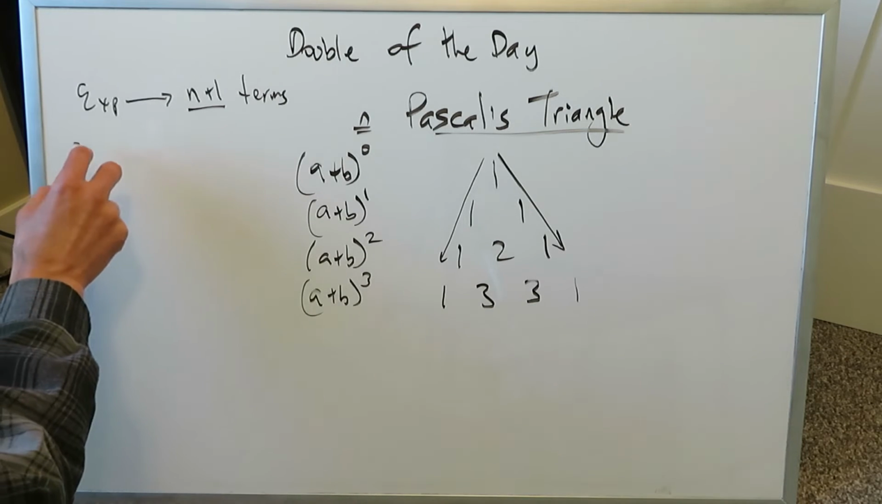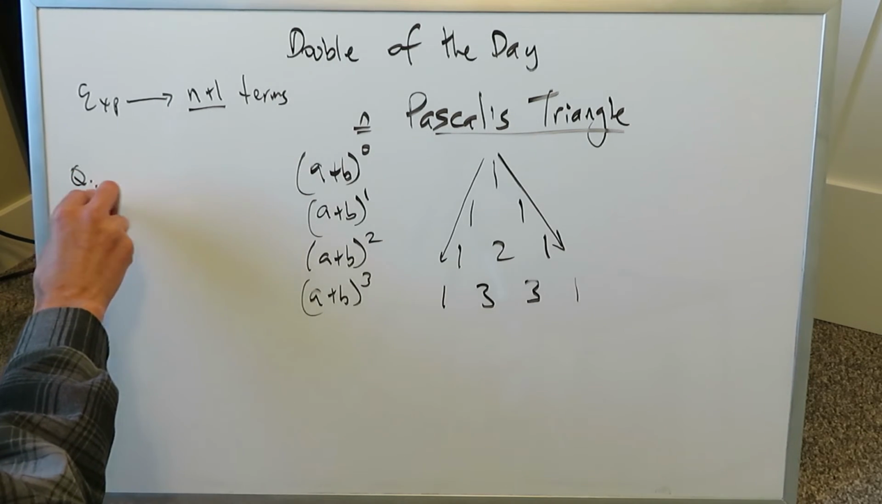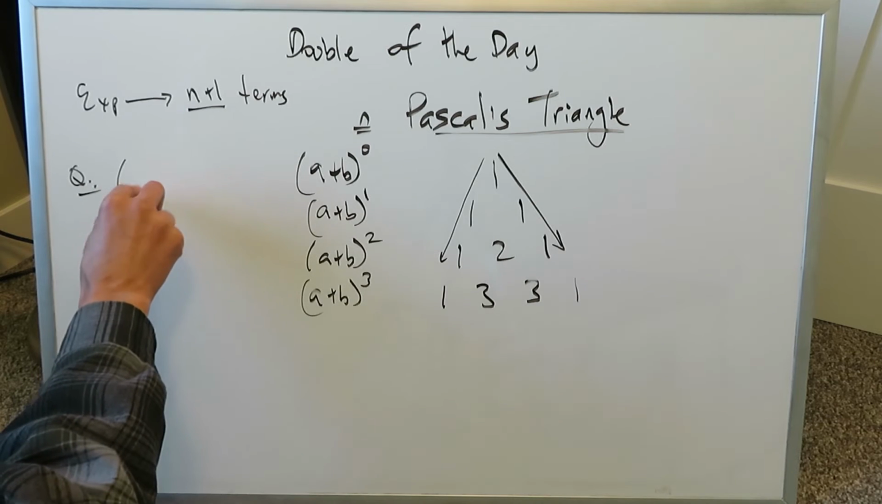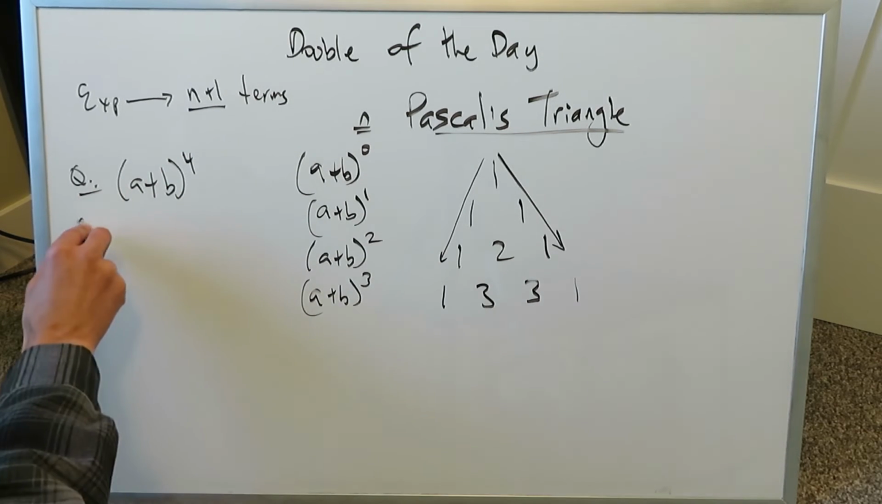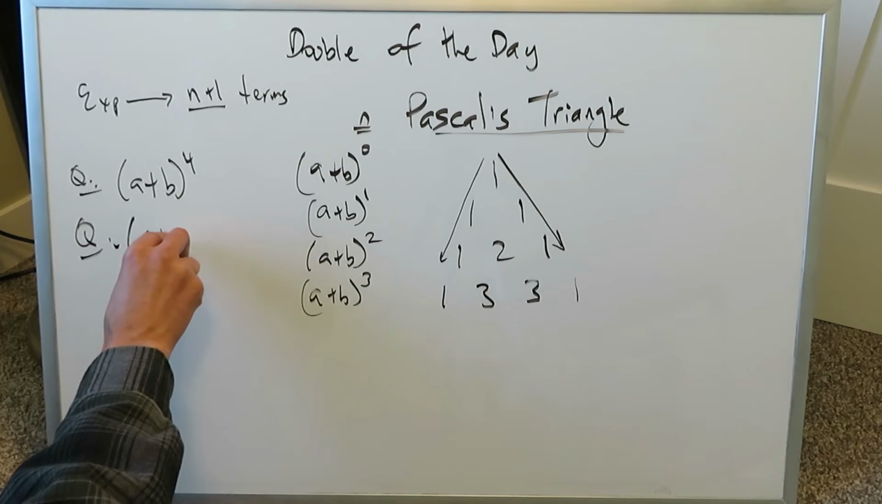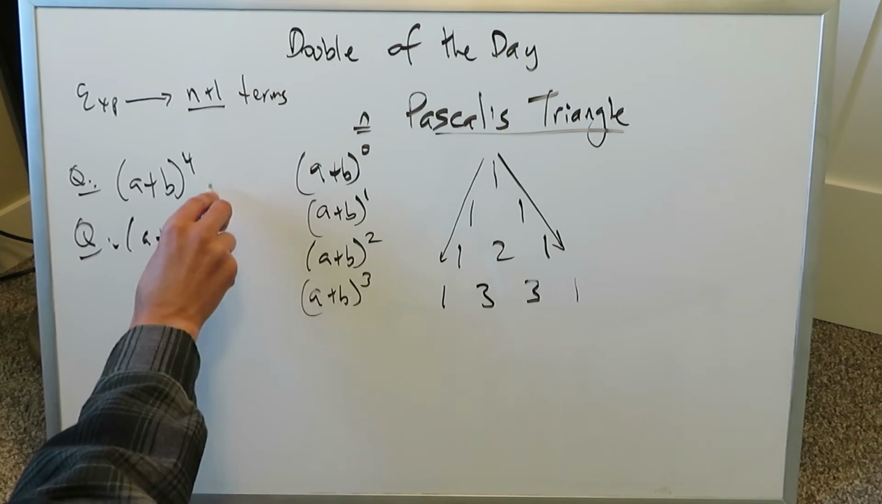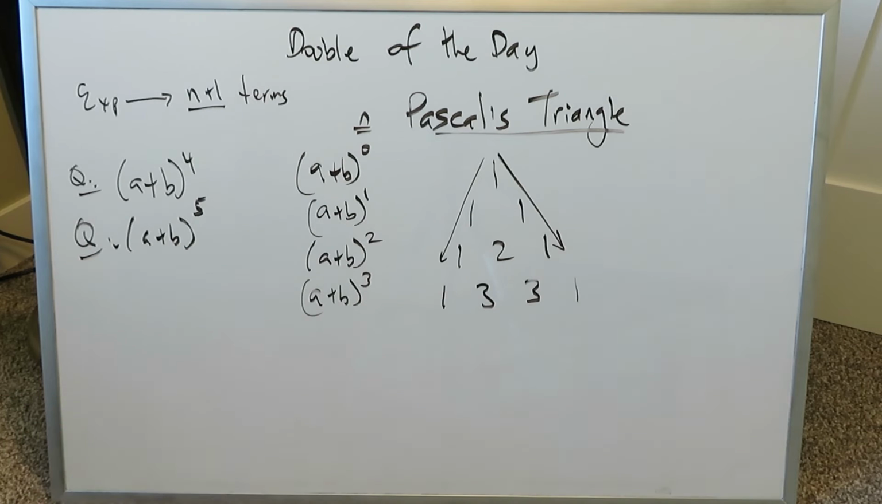So our question number 1 is this: using Pascal's triangle, the trends of the Pascal triangle, develop (a plus b) to the power of 4. That's our question number 1. Question number 2 will be develop (a plus b) to the power of 5. Remember, again, this could have been x and y, it doesn't matter. So let's look at (a plus b) to the power of 4.